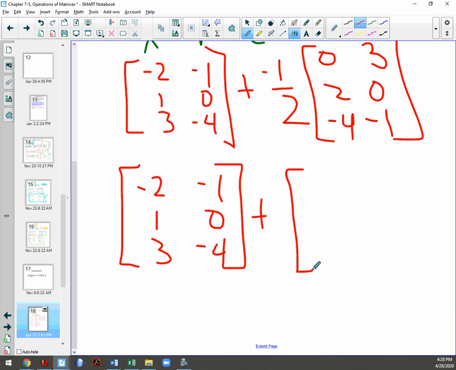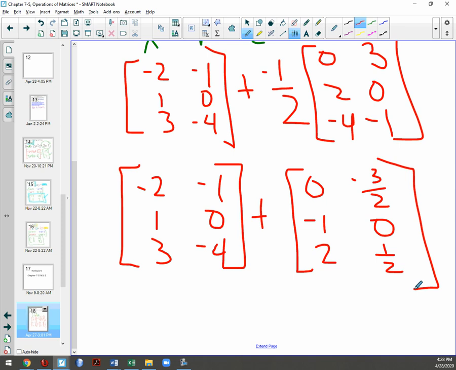So half of 0 is going to be 0. Half of 3 is going to be -3/2. Half of 2 is going to be -1. Half of 0 is 0. Half of -4, negative divided by negative is a +2. A -1 times the -1/2 is going to be a +1/2. Okay?